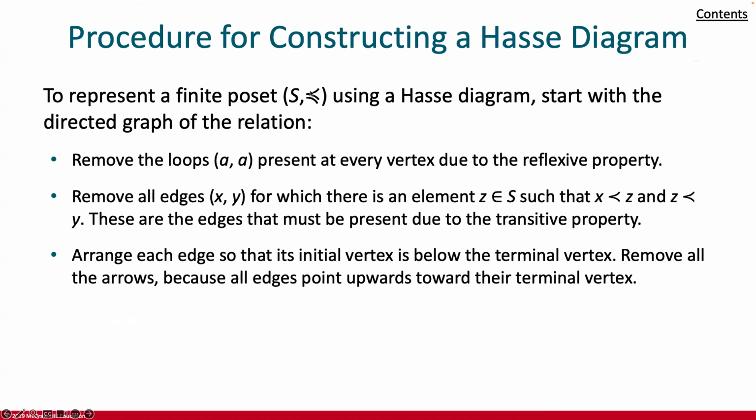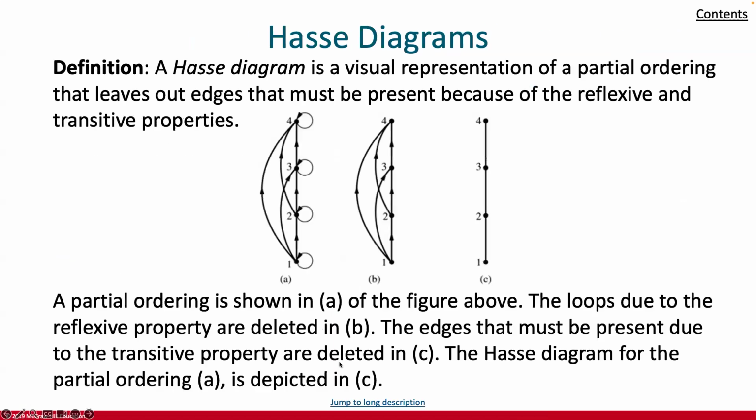To represent a finite poset using a Hasse diagram, start with the directed graph of the relation, remove the loops, remove all the edges that must be present because of transitivity, arrange each edge so its initial vertex is below its terminal vertex, and remove all the arrows because all edges point upward toward their terminal vertex. And that's what we did to go from A all the way to C.